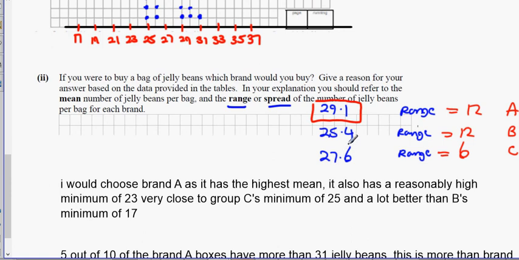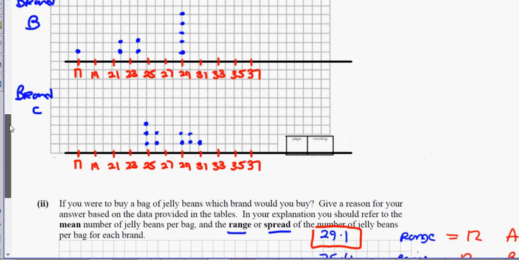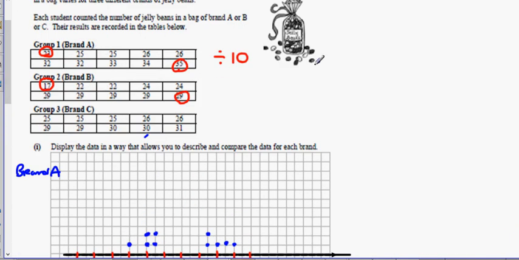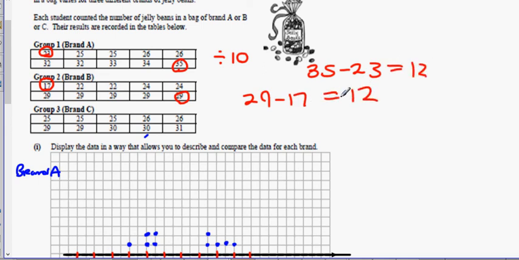Do you know what the range is? Range is the top value minus the bottom value. The top value is going to be 35 minus 23. What's 35 minus 23? 12. What about for group 2? It's going to be 29 minus 17. It's also going to be 12. And finally for the third one, it's going to be 31 minus 25 equals? Anybody? 6.